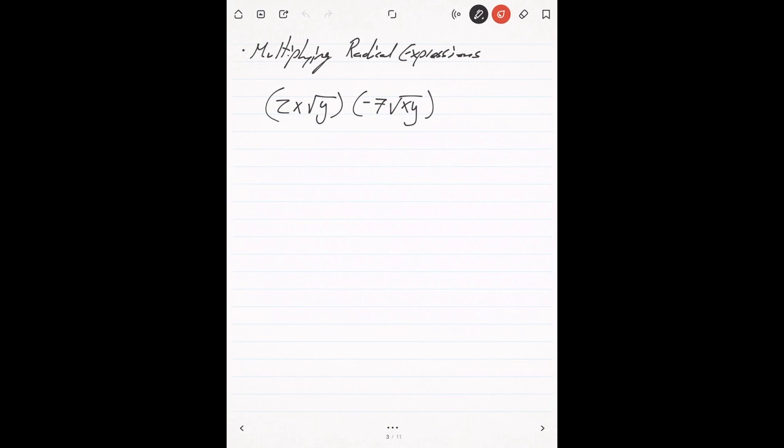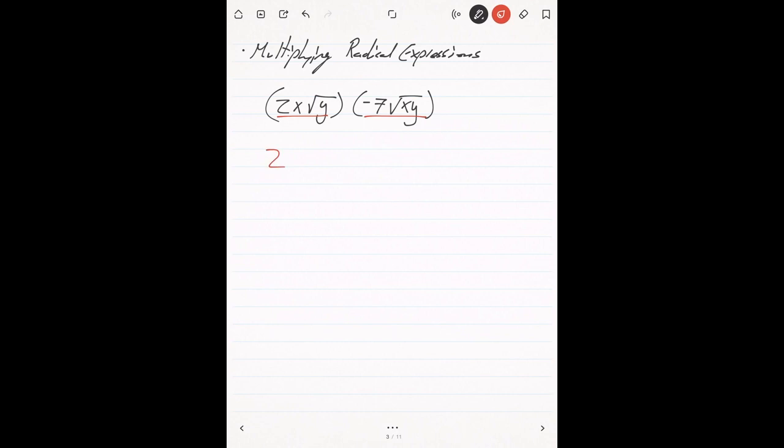We have one expression times another expression. We're multiplying 2x times the square root of y times negative 7 times the square root of x y. So let's go ahead and try to multiply these things together. Now, keep in mind, this is all just a giant multiplication problem. 2 times x times the square root of y times negative 7 times the square root of xy. These are all just a bunch of things multiplied together, so I'm going to use that associative property and I'm going to rearrange these terms.